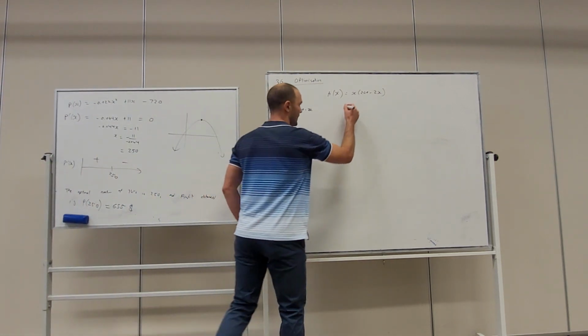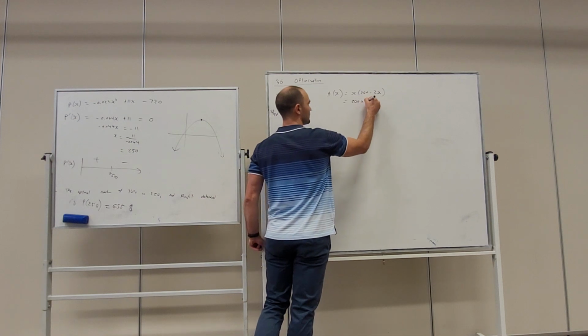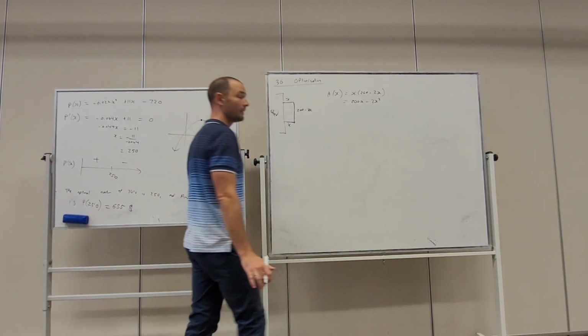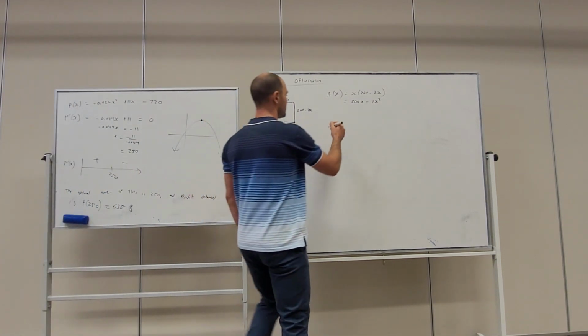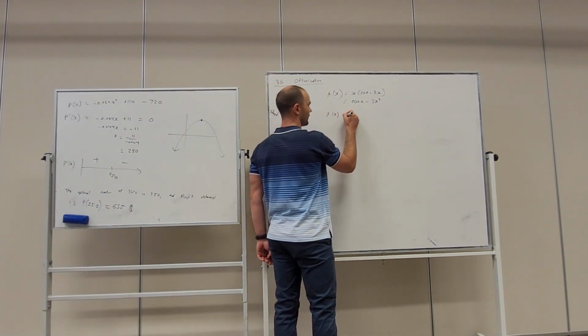All right, and we can expand this. This is 200x, take away 2x squared. And again, that's the equation of a quadratic. Let's find the optimal solution by differentiating, setting the derivative to 0, and drawing a sign diagram.